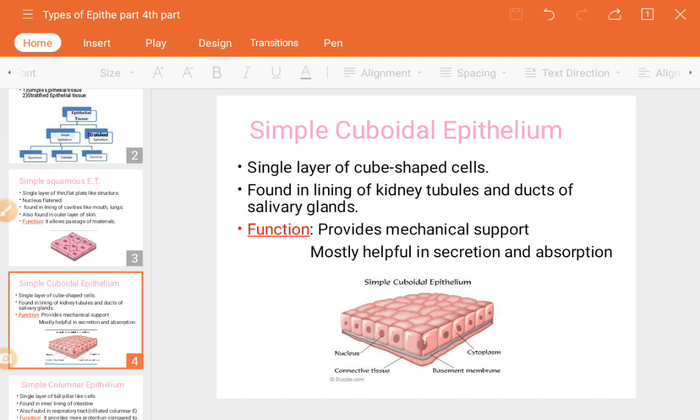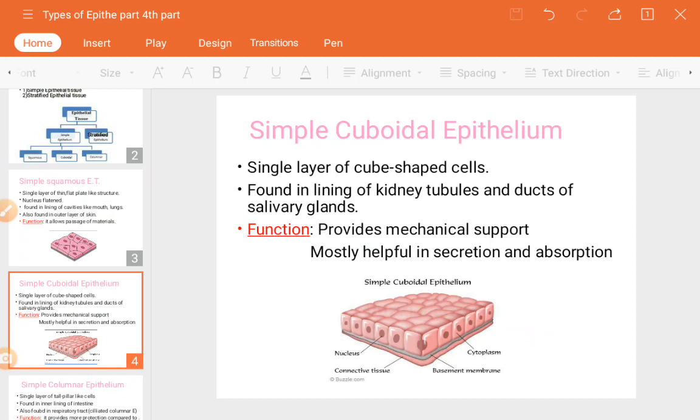So the elongated tube of a kidney is made up of a simple cuboidal epithelium, and so are the ducts of salivary glands. The ducts which are present inside the glands secrete chemicals like hormones, enzymes, okay. For example, here the saliva. So the salivary glands are also made up of a simple cuboidal epithelium.